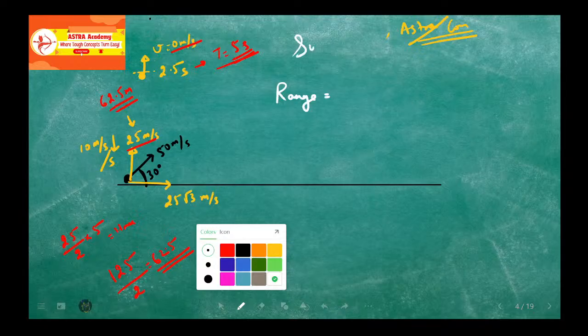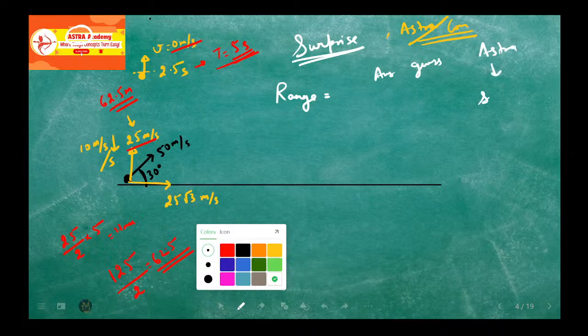I have a surprise for you. Do you know? How many of you know about today's surprise? Any guesses in the chat box, please? Astra is planning a surprise. Anybody? Any idea?